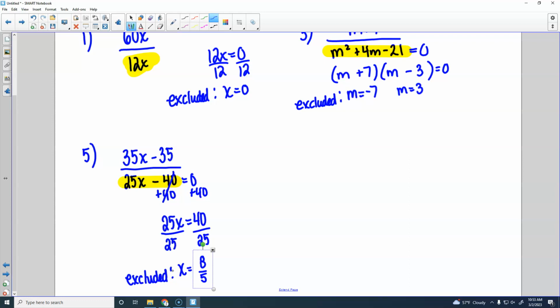Okay, any questions so far? For 1 through 6, it's always asking you to give the excluded values. It's not asking you to simplify. But past number 6, it's asking us to simplify and state the excluded values.